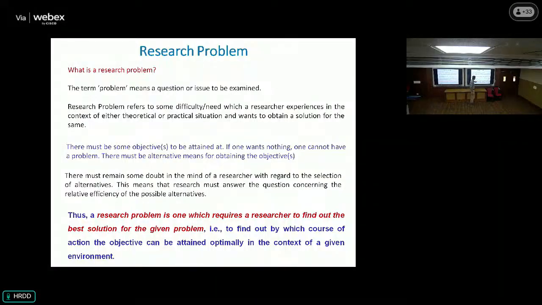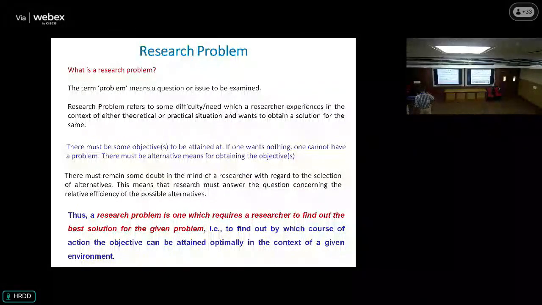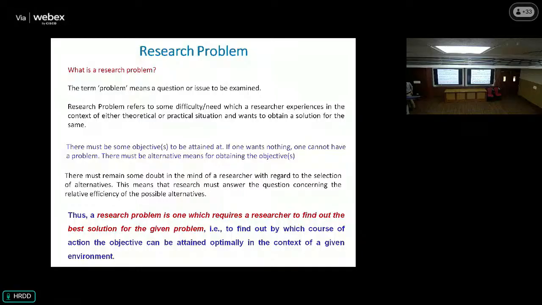A research problem is one which requires a researcher to find out the best solution for a given problem, that is, to find out by which course of action the objective can be attained optimally in the context of a given environment. So the objective is what? Magnetic properties, right? So you have to select which A and B will give me the best magnetic behavior. This is what your objective should be. One who is concerned with the magnetic properties; somebody concerned with some other properties will look for that.